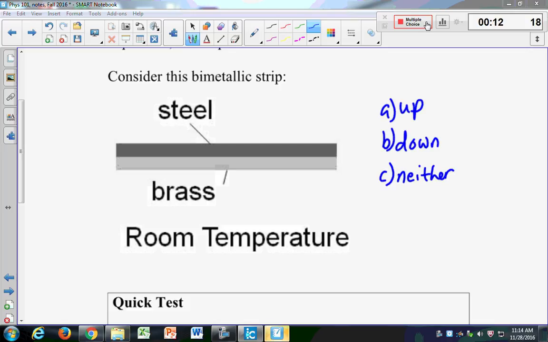You'll want to think about which one will expand more when it's heated up. You'll need to look at those coefficients. Then ask yourself, when it's heated up, which way will this bend? For example, I don't know what their coefficients are, but if brass had a big coefficient, what would that cause it to do versus the steel? And which way would that cause it to move? Up, down, or would it just stay where it is?